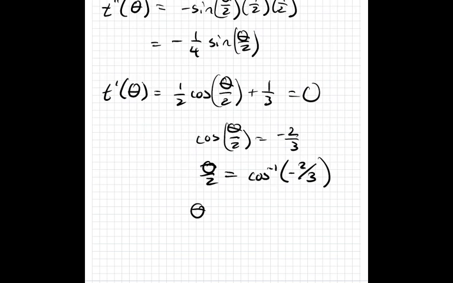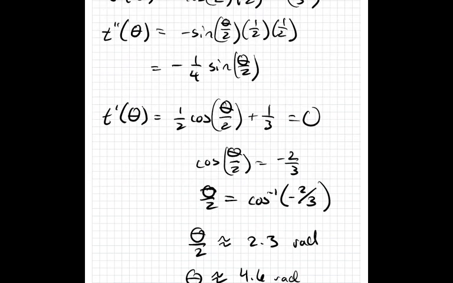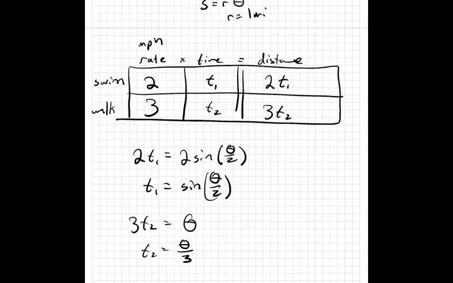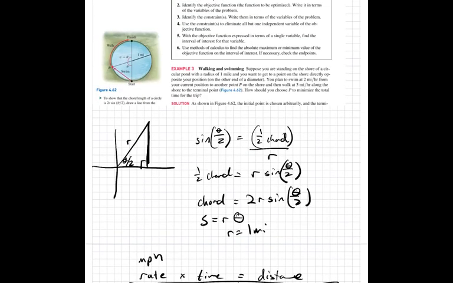Now I'm going to go back, and instead of doing it in degrees, I'm going to do it in radians. Theta over 2 is approximately 2.3 radians. So then theta will be 4.6 radians. Okay, so if theta is 4.6 radians, then we can go back to that point P.